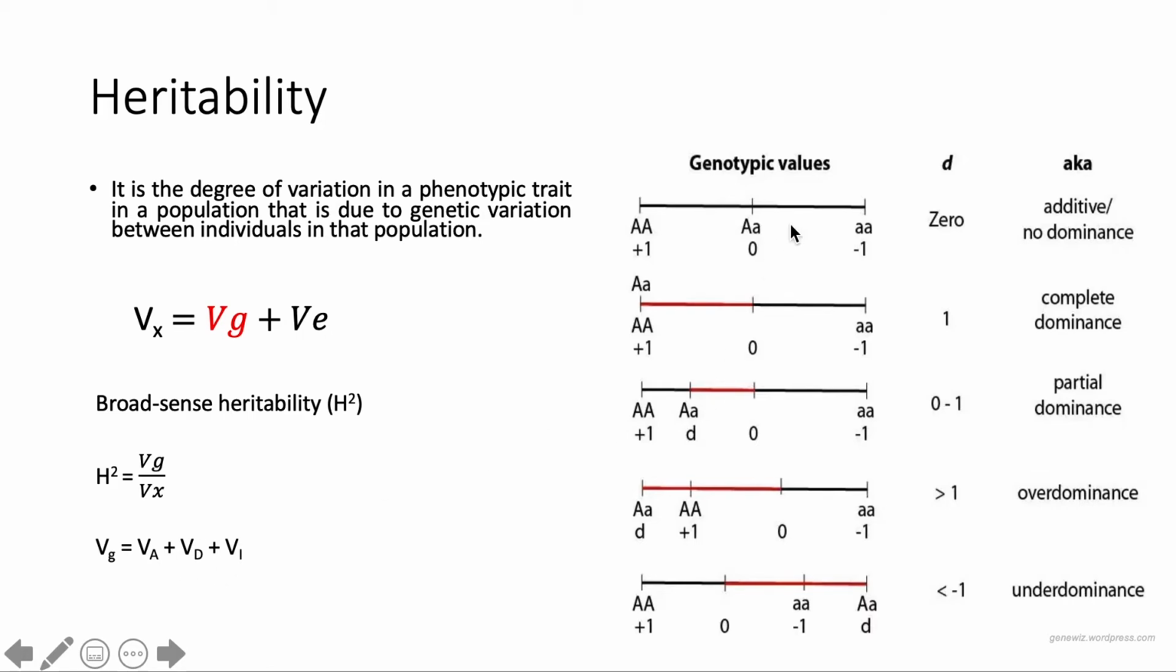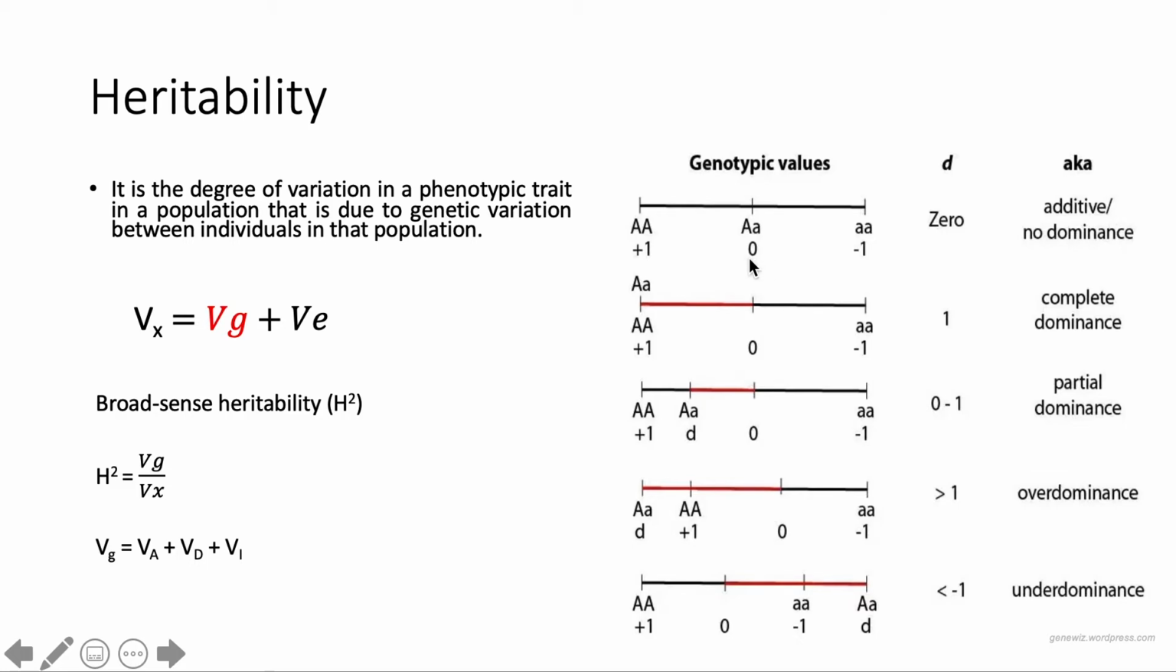The additive variance is represented here, and a gene or a locus has an additive effect when the heterozygous lines are just in the middle between the two homozygous. As you can see here, the recessive homozygous genotypes have a value of -1, the heterozygous have a value of 0, and the dominant homozygous have a value of +1. So you can see here that the heterozygous are just in the middle.